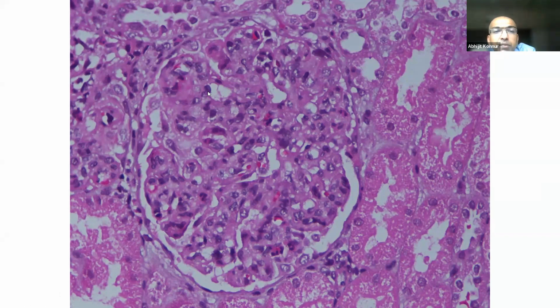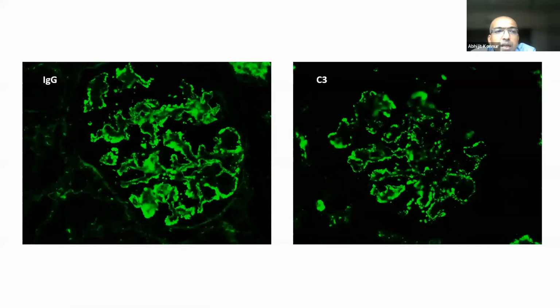Now a large part of the capillary lumina are also clogged with these cells. And the number of cells in the glomerulus itself is increased. So this is endocapillary hypercellularity that one is seeing. So one can say that this is proliferative GN, endocapillary proliferative GN. And now trying to find out what made it proliferate. So IgG lights up, and you also have C3 complement lighting up here.